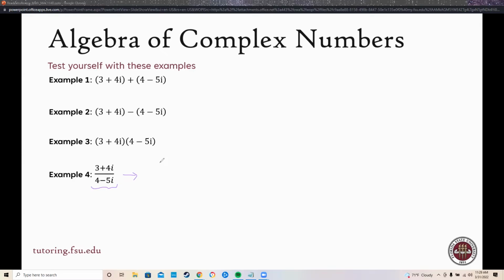So if I have 3 plus 4i on the top and 4 minus 5i on the bottom, then to simplify the denominator, I'll multiply the top and bottom by the conjugate of the denominator, which is 4 plus 5i.